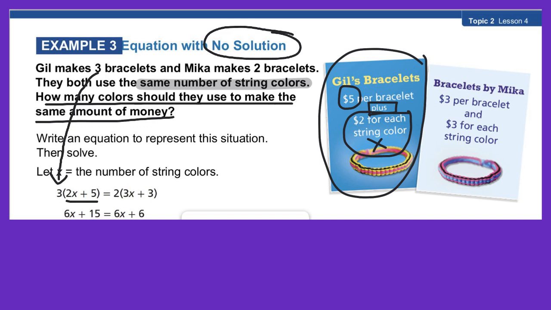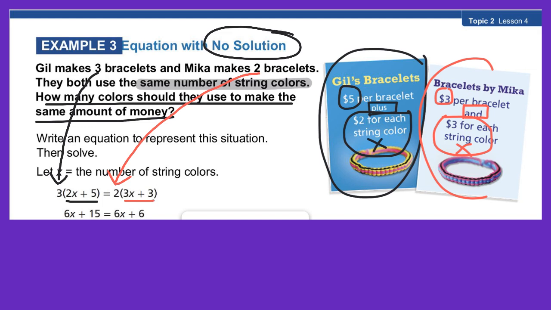All right, let's look at Mika. Mika has $3 per bracelet plus $3 for each string color. Because the string color is happening over and over, it gets the x. But remember, Mika made 2 of those. So this is the string color plus the bracelet, times 2.